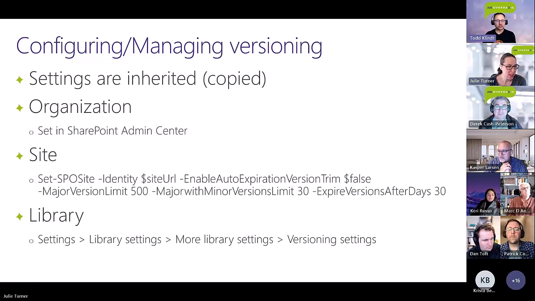And then the final spot that we can make our changes is at the library level. And this is the place that we're all used to seeing them. It's been there since SharePoint was in stone tablets. Go up to the settings gear, settings, library settings, even more library settings, versioning settings. And that's the screen that we had at the beginning of the thing. Okay, so now we can go on.